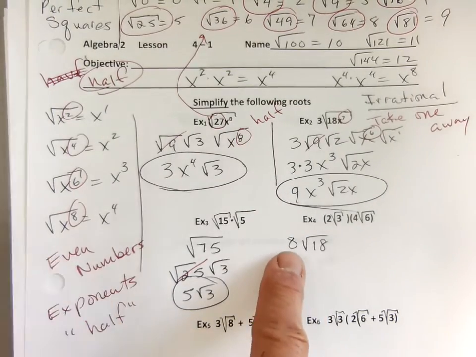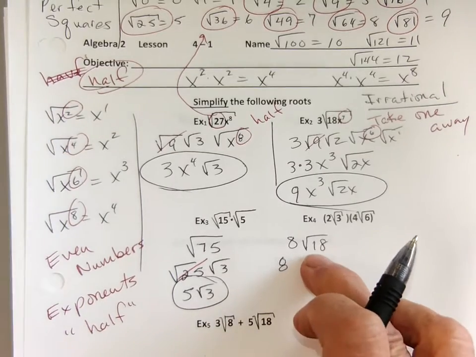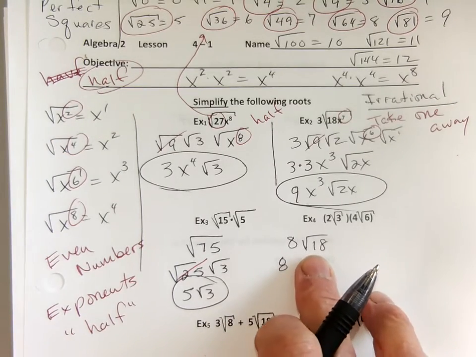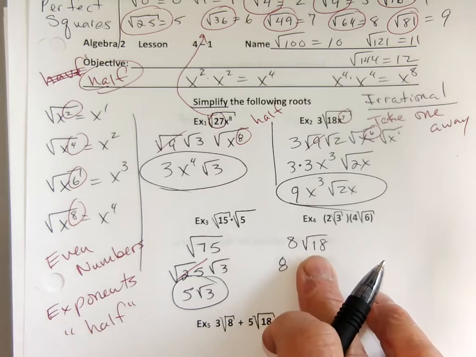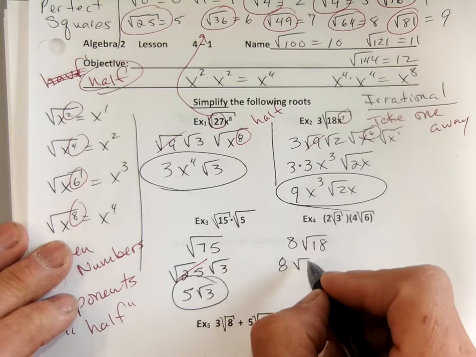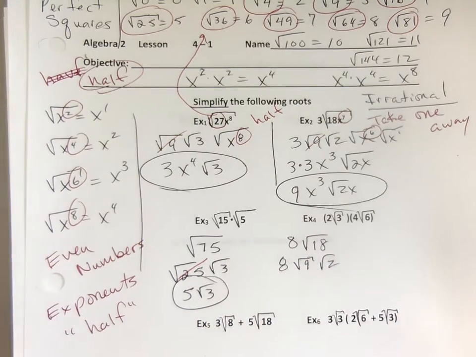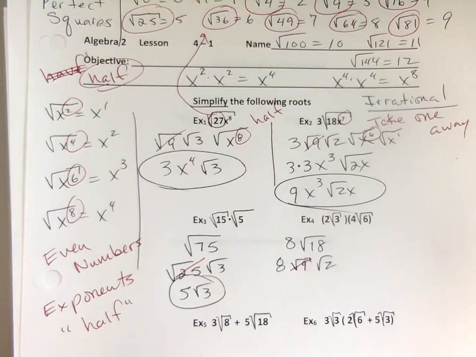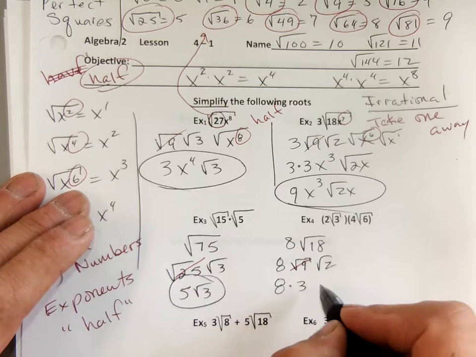So the 8 is a whole number. Leave the 8 on the outside. But 18 can be reduced. What times what makes 18 that has a perfect square? Well, obviously 9 and 2. Square root of 9, square root of 2, and then I can take the square root of 9. I know what that is. Square root of 9 is 3, so I've got this 8 times 3 times square root of 2.